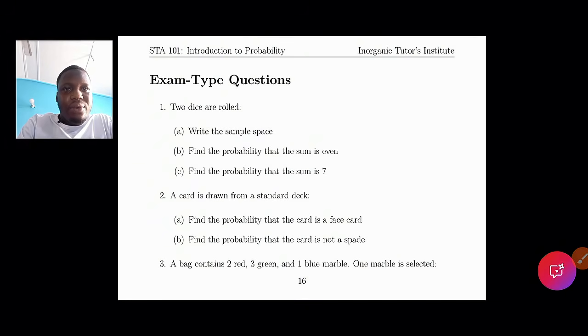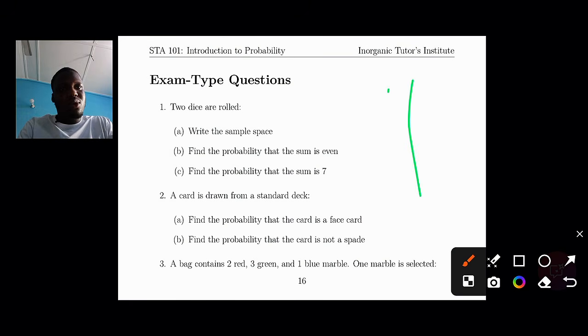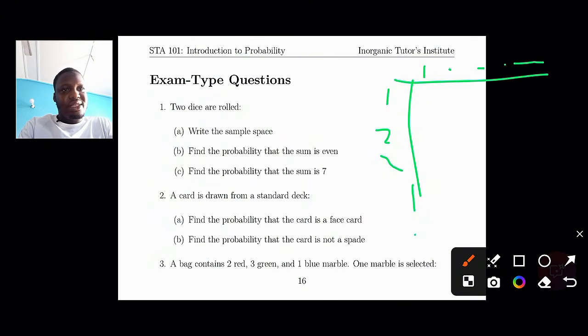So 2 dice are rolled. Write the sample space. This is what we saw, the 6x6 table. So you list 1, 2, 3, 4, 5, 6 here. Then you list 1, 2, 3, 4, 5, 6 also here. So this is the outcomes for the first or the second row, any of them. And this is the outcome for the other row. Okay, so you do that, this becomes 1, 1, 1, 2, 1, 3 in that order. That's the sample space.